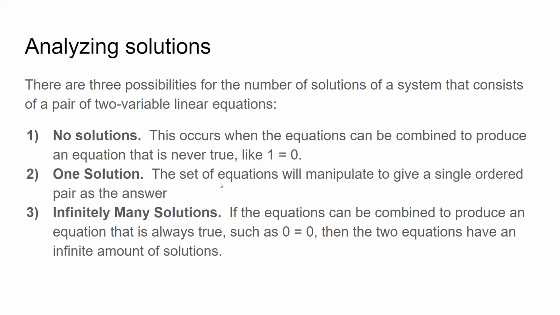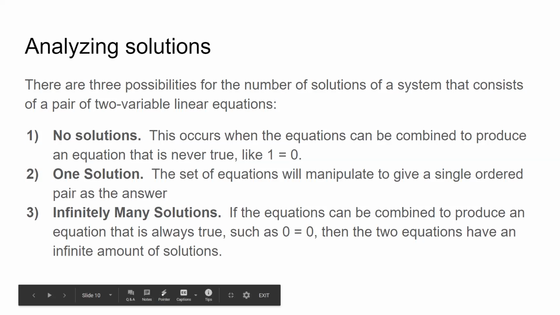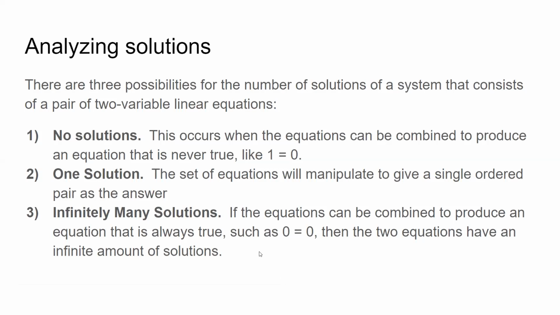And then most often, you'll get one solution, and after you do the math, they'll give an ordered pair as the answer, which is what happened in all the examples. It's just the point of intersection of two lines. But sometimes when you combine equations, you get an equation that's always true, like 0 equals 0. Basically that means the two equations have an infinite number of solutions. If you were to graph them, you'd see that they're just the same line. Every point on the line is a solution, because if it's on one line, it's on the other line.